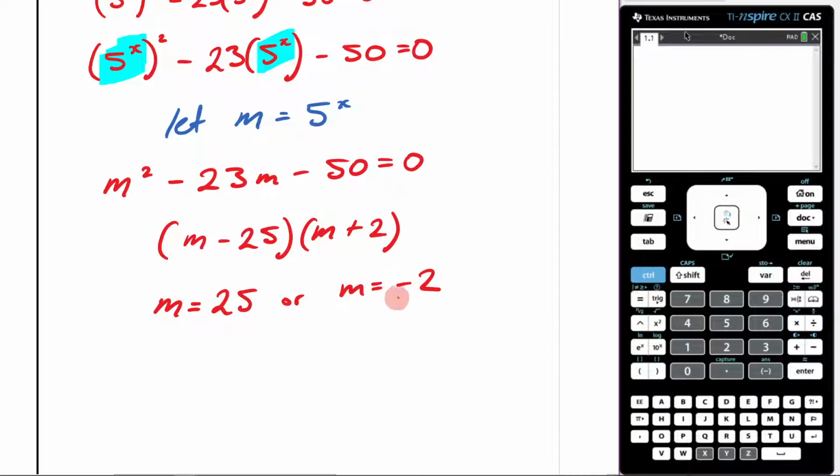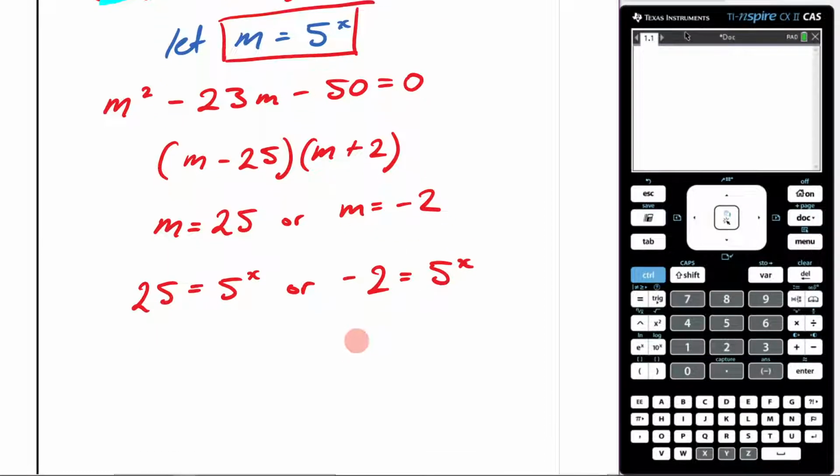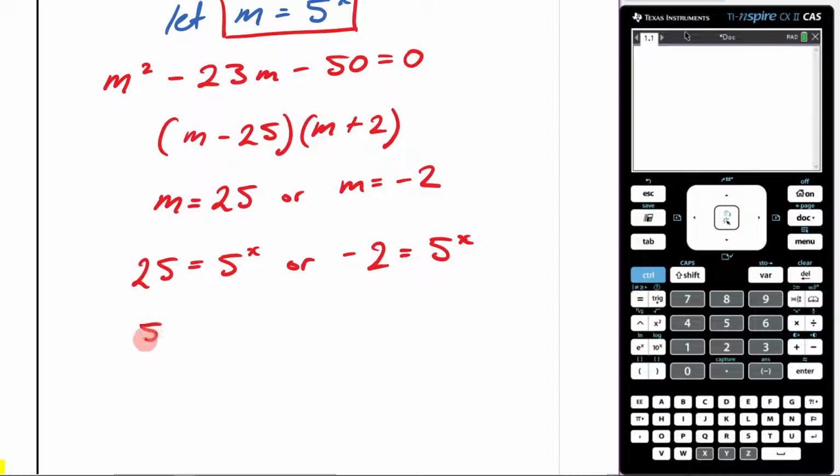And then remember, you can't just leave your answers like this. You have to sub them back into what you've created here. So that means I'm going to say, well, 25 is going to be equal to 5^x, or negative 2 is going to be equal to 5^x. As you can see there, I'm just taking my m value and slotting it into this spot here. Then once you've done this, 25 is the same thing as 5 squared. So therefore, x is equal to 2.